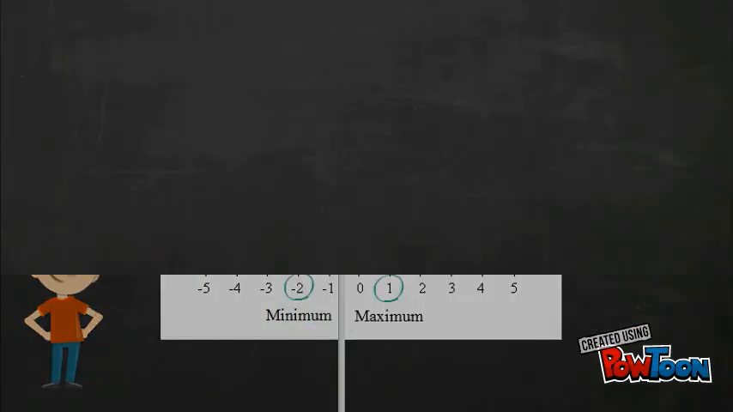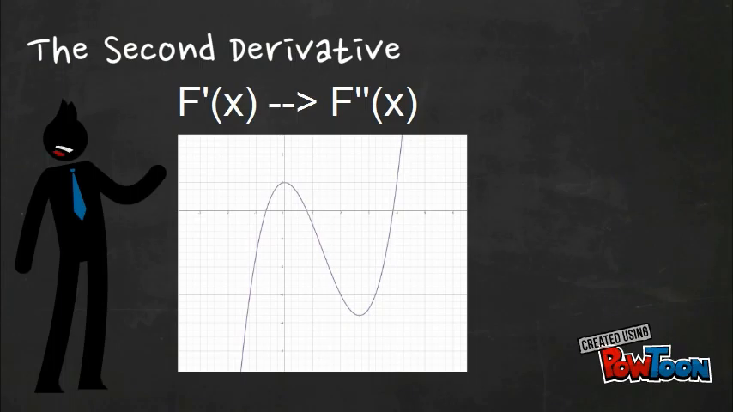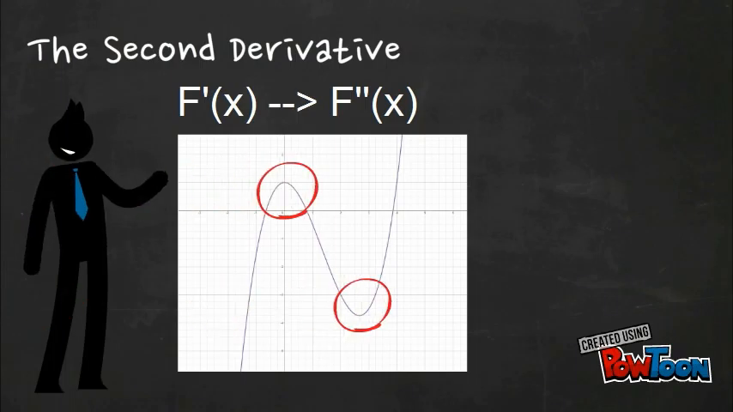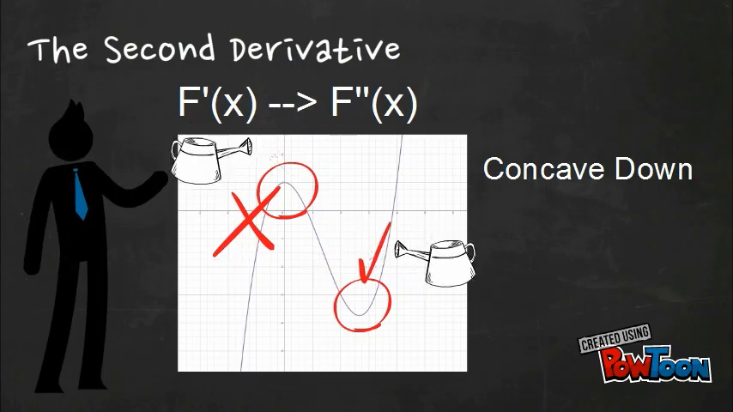Now, the second derivative can be found by differentiating the first derivative. Using that, we'll figure out when a function is concave down, which you can remember because it won't hold water, and when it's concave up, because then it can actually hold water. This lets us double check the maxes and mins.